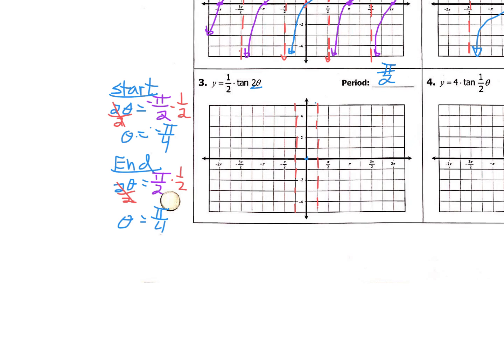So then we're going to go high on the right, low on the left. So we're going to have a lot of these. So I'm going to just count 2 grid lines, and every 2 grid lines I'm going to put in asymptotes so that they're all the same width apart. And then on the left, same thing.